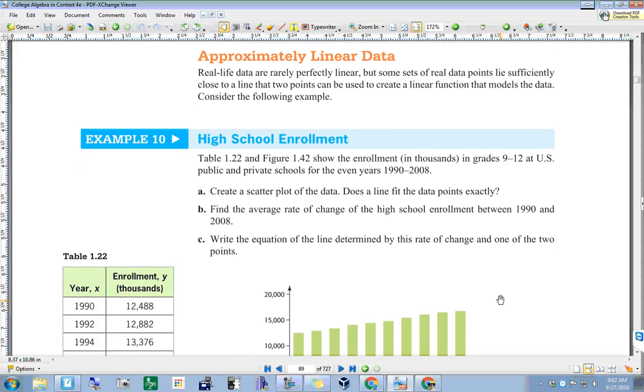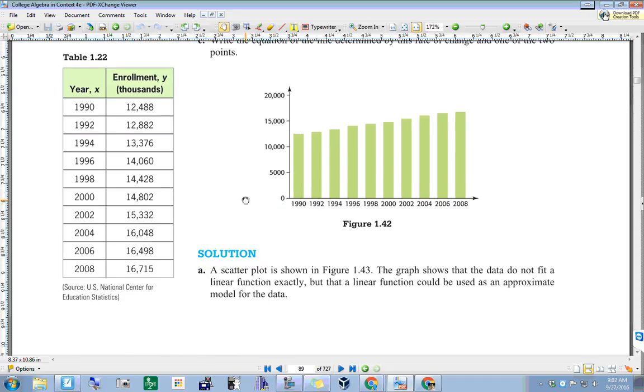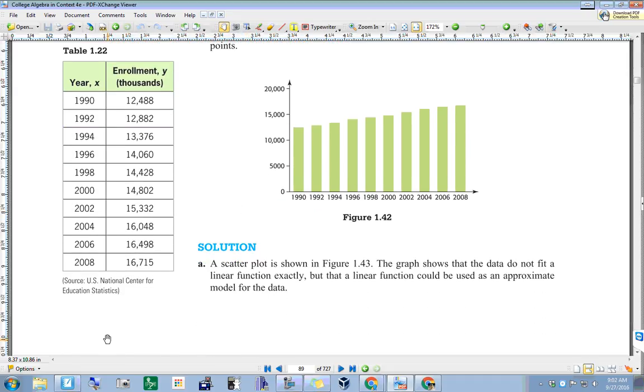Now, approximately linear data. I kind of alluded to this a little bit before. When you start taking a look at actual, real, live data, that looks fairly linear, doesn't it? If you take a look at the data here, that's going up every 2 years. Is this going up by the same amount at all times? No. A little bit of variation. I mean, it's fairly close. Okay. It's a little less than 200. You know, here, you have to be careful about it.